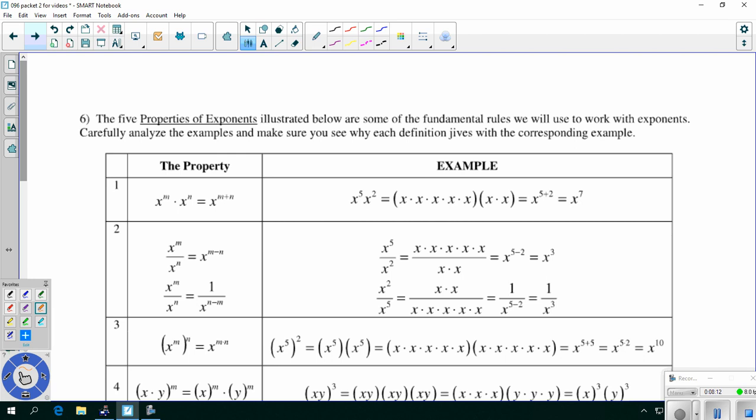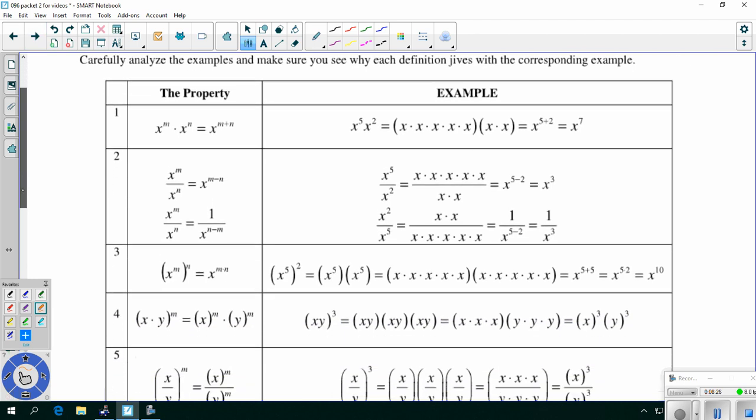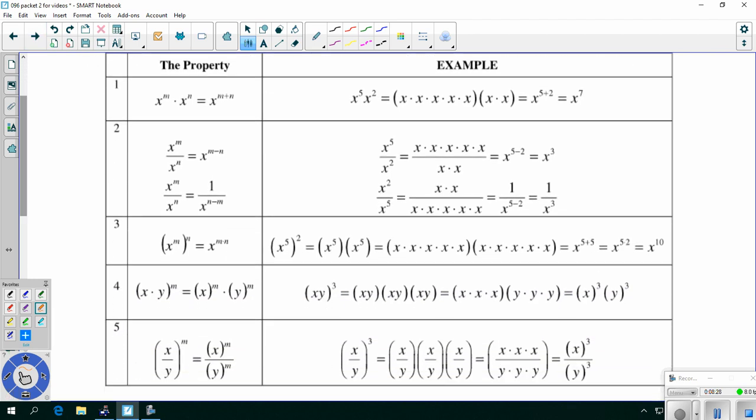Number 6, the 5 properties of exponents illustrated below are some of the fundamental rules we will use to work with exponents. Carefully analyze the examples and make sure you see why each definition jives with the corresponding example. Okay, number 1. Here's our first property. X to the m times x to the n equals x to the m plus n.